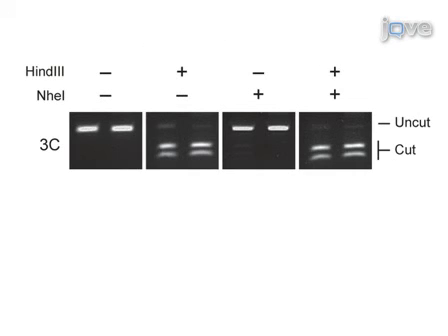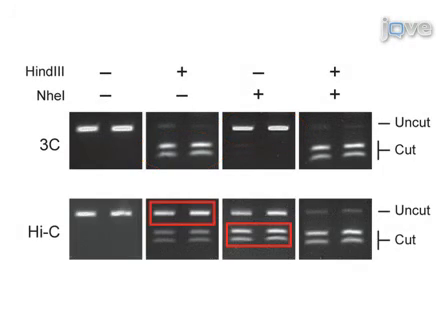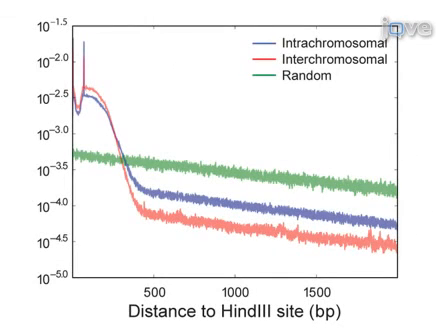Hi-C marking and ligation efficiency can be estimated by digestion of a 3C PCR product. 3C junctions are cut by HindIII and not by NheI. The reverse is true for Hi-C junctions. This PCR digest assay shows that 70% of Hi-C amplicons are cut by NheI and not by HindIII, confirming efficient marking of ligation junctions.